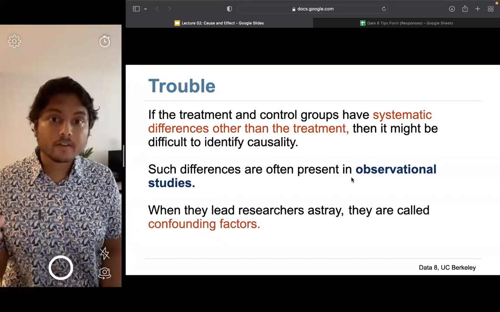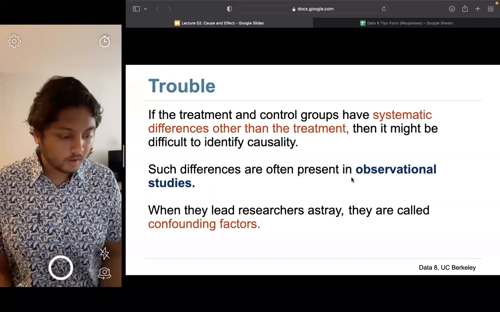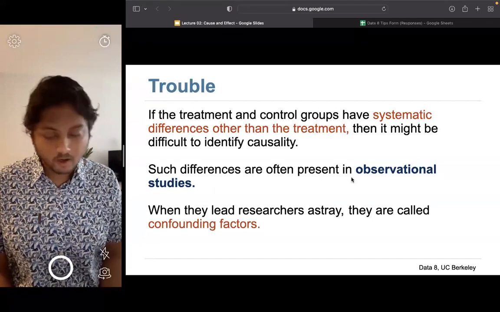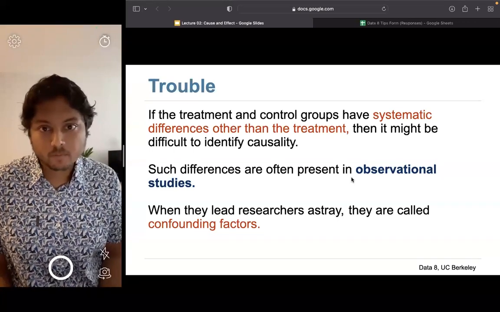And so those other reasons are called confounding factors. An example of this could be related to heart health, but think about Gatorade or just any sports drink, right?